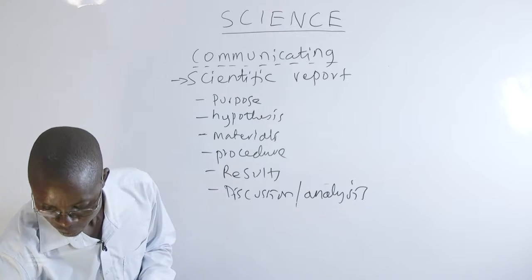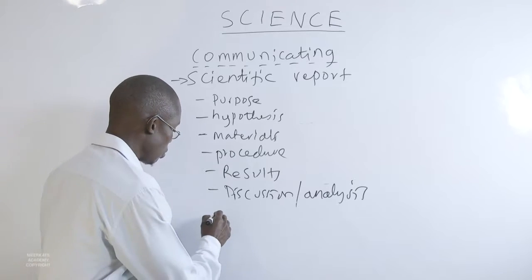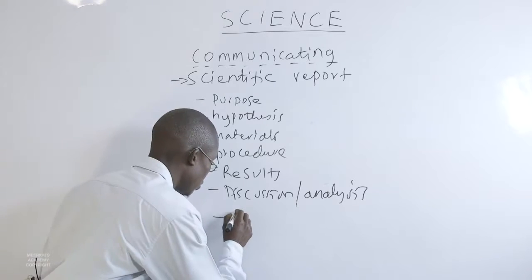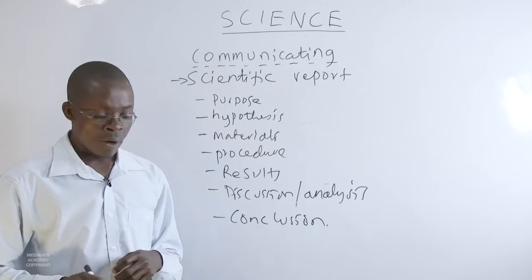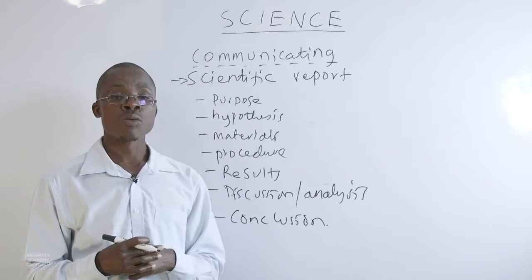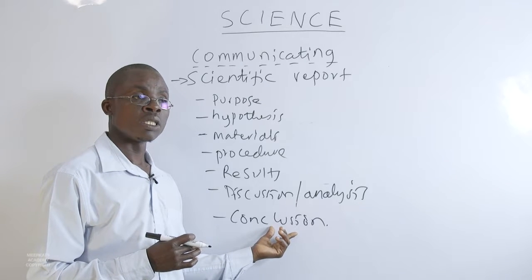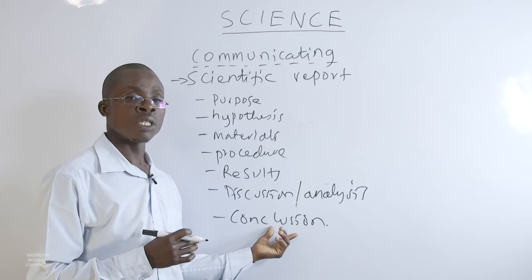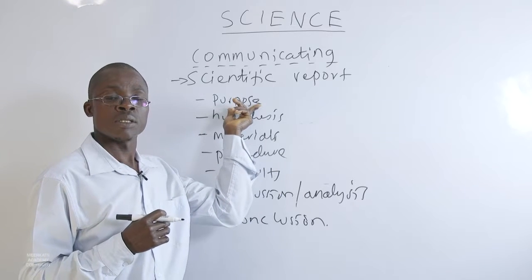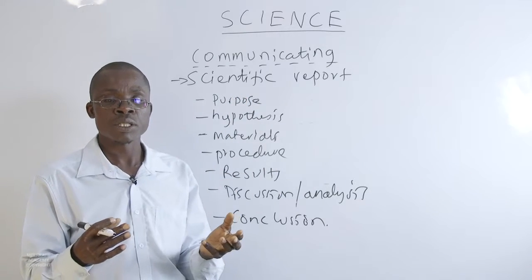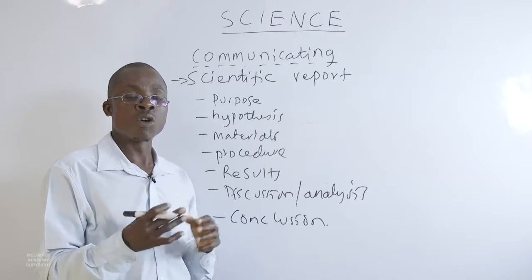And lastly, in a report writing, you do what we call a conclusion. Now, when writing a conclusion, you have to remember that it has to be short and clear. Short and clear. And the conclusion must have the purpose in it: that I was doing this, and out of all that I did, this is what I got.